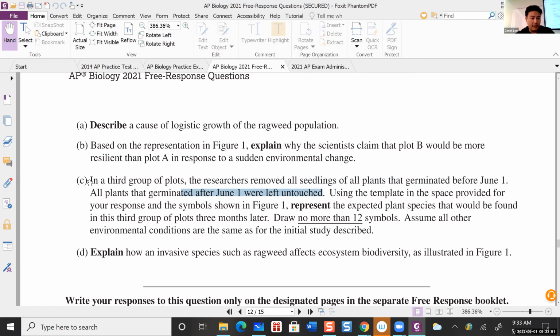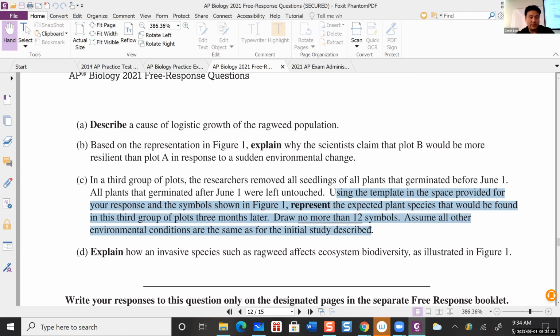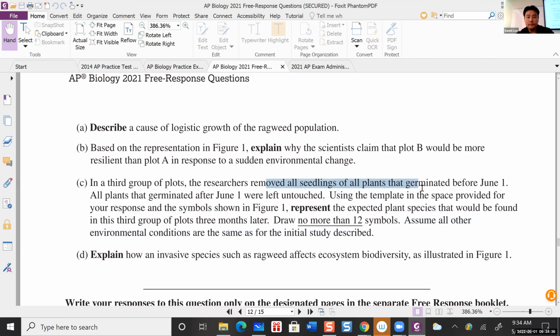So this is the important adjustment to the experiment. You're trying to experiment something. Using the template in the space provided for your response, and the symbols shown in figure one, represent the expected plant species that will be found in this third group 3 months later. Draw no more than 12 symbols. Assume all the other environmental conditions are the same, so you want to fix all the other variables. The only thing that changed for the third plot is that you remove all the seedlings that germinated before June 1st.